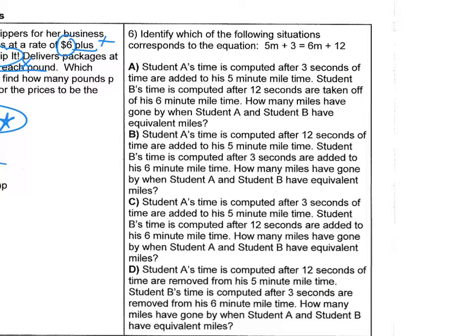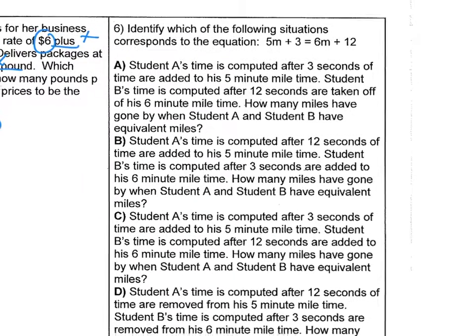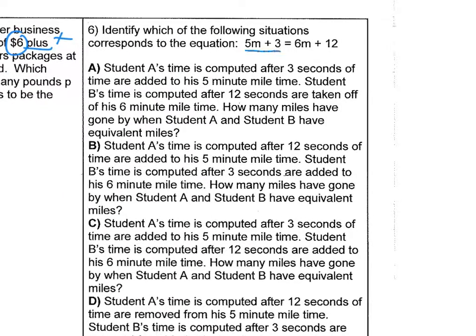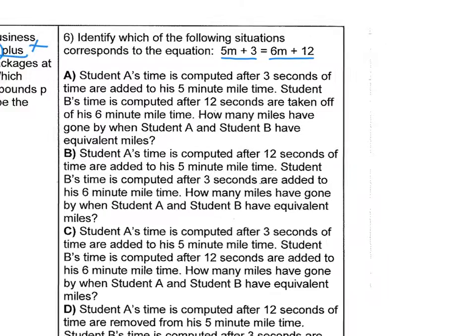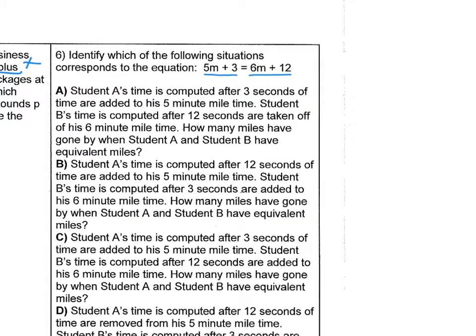Number 6. Okay, identify which of the following situations corresponds to the equation 5m plus 3 equals 6m plus 12. So when I'm looking for the right story, I need to have 5 and 3 together in the same sentence. And then I need to have 6 and 12 together in the same sentence, the same situation. Okay? And 5, since it's got the variable, it should have some word like each, every, per.